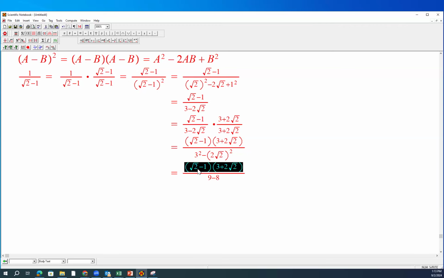right? And the top, we're going to FOIL. So let's see what we get by FOILing, right? So 3 times root 2. I know you don't like to do this, right? 3 times root 2 plus 2 times root 2 times root 2. That's going to be a 4, okay? And negative 1 times 3, that's minus 3. And minus 2 times root 2.